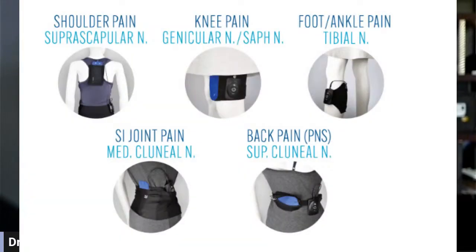There are other ways to treat peripheral neuropathy. Of course there are. And so peripheral neuromodulation or neurostimulation is one of the things that we've always used. So things like suprascapular nerve, genicular nerve, tibial nerve, medial cluneal nerve, and superior cluneal nerve.